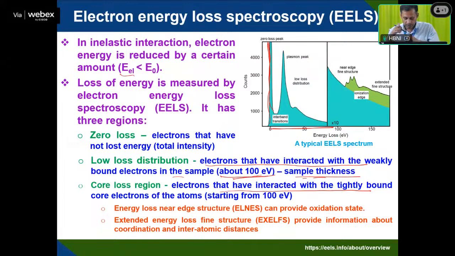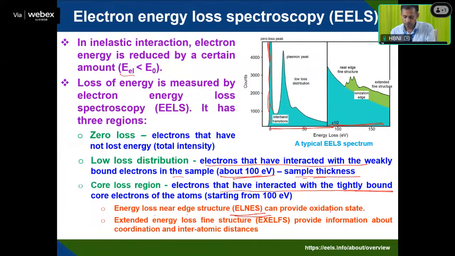If it interacts with the core electrons, the interaction will be much higher, because they are tightly bound. So beyond 100 eV, we get the core loss region. That is used to calculate ELNES, the energy loss near edge structure, like XANES in the case of X-ray absorption spectroscopy that I discussed.